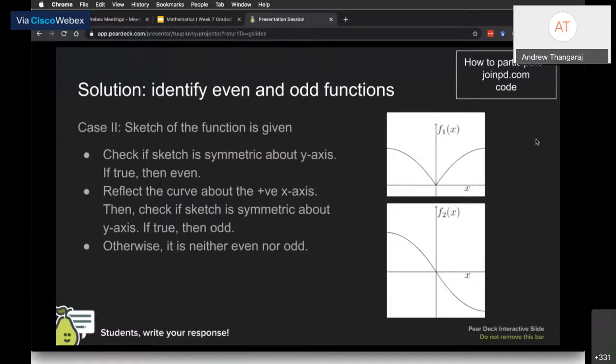Though it has a corner and all, that doesn't matter. So f of x has to be equal to f of minus x. That's all that matters for even and odd functions. Equation of any line, yeah, okay.